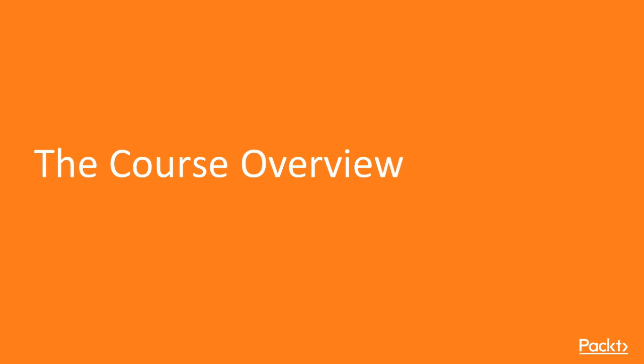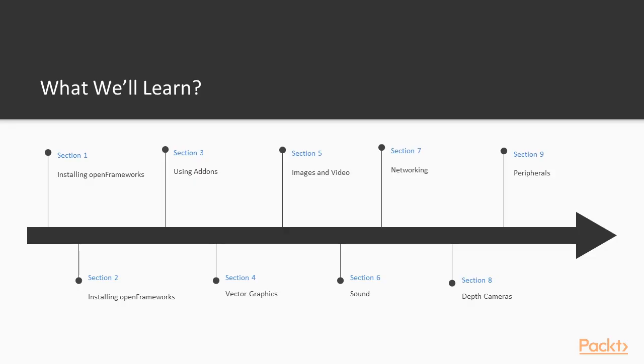In this video, we'll overview the course to provide you with a glimpse of what you'll learn. This course consists of 9 sections. They cover the whole range of the practical aspects of using openFrameworks, from installation to processing various kinds of data and connecting peripheral devices. Each section is a practical tutorial devoted to programming with openFrameworks, installation, or investigating its built-in examples. Occasionally, we'll consider a little bit of theory.